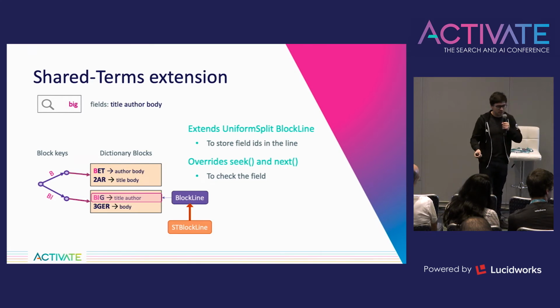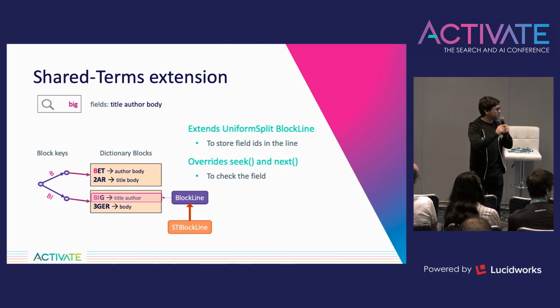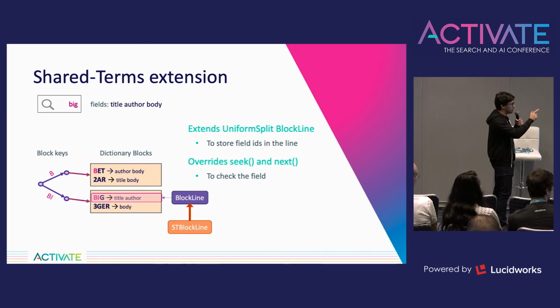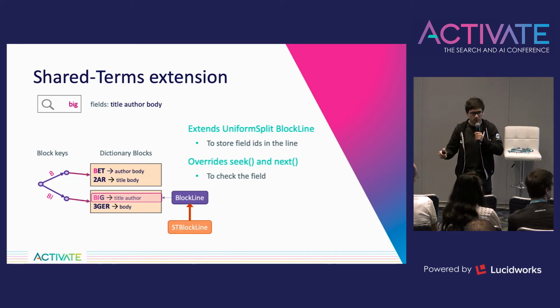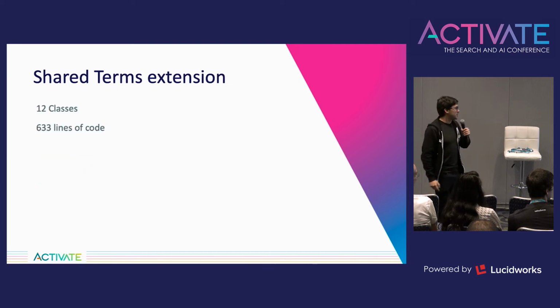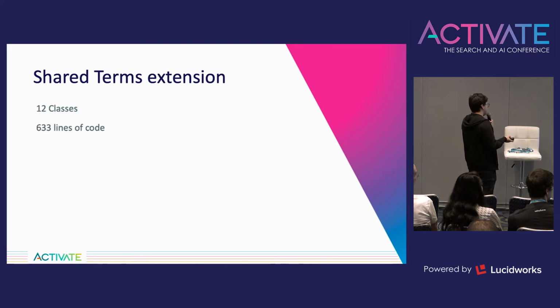And once we get into the right block, we get to the right block line. At that moment, we will store after the term the fields' IDs. So we just have to override this class block line to have our shared terms block line, and override the seek and next methods, just to check if the current term occurs or not for the requested field. So that's it. It was a quite simple extension. And it's reflected in the number of lines of code we used: 600 lines of code and 12 classes.